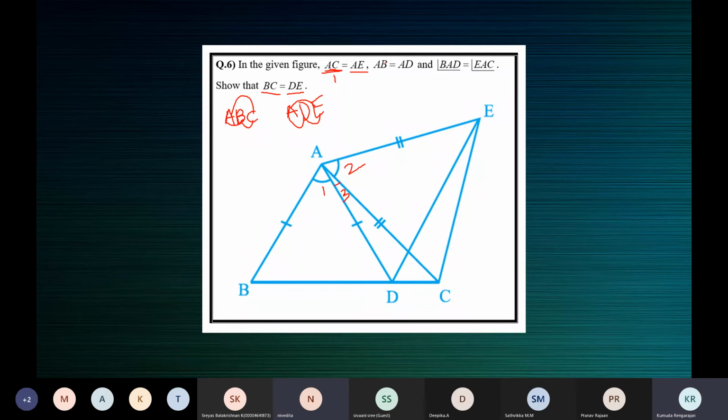Now it's about two sides. We have mentioned two pairs of equalities related to the sides. Then to complete the congruence, what are the options available? You have only these two, SAS or SSS.